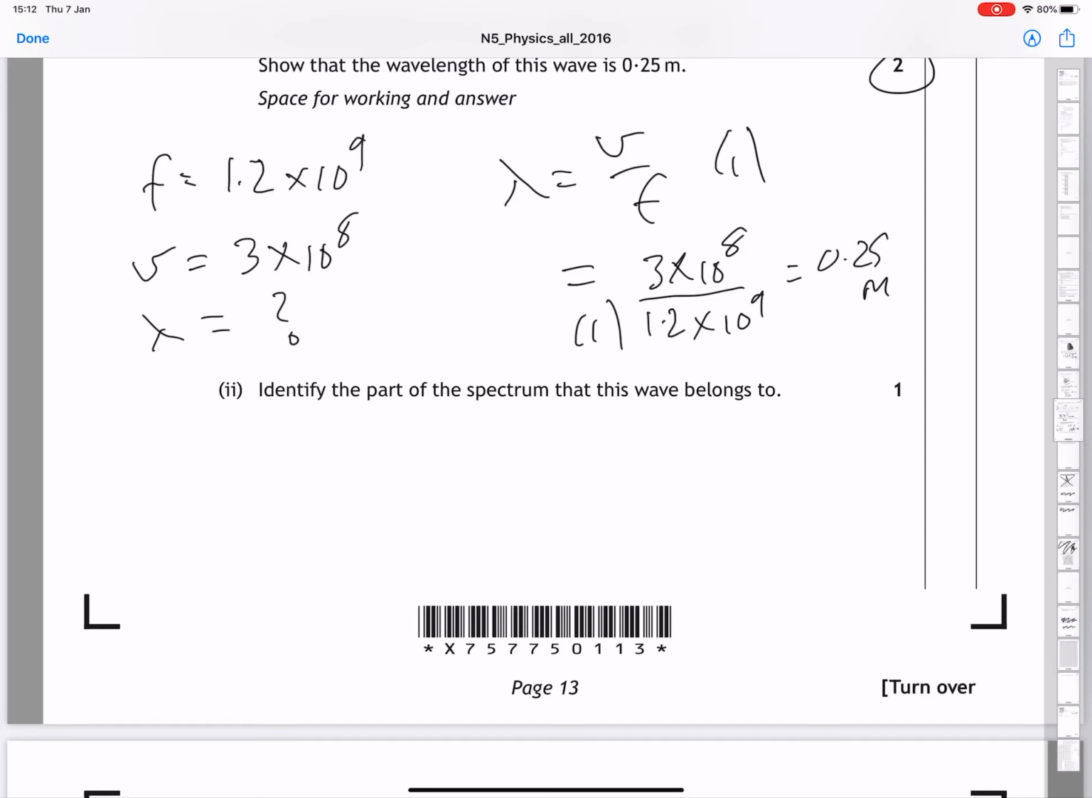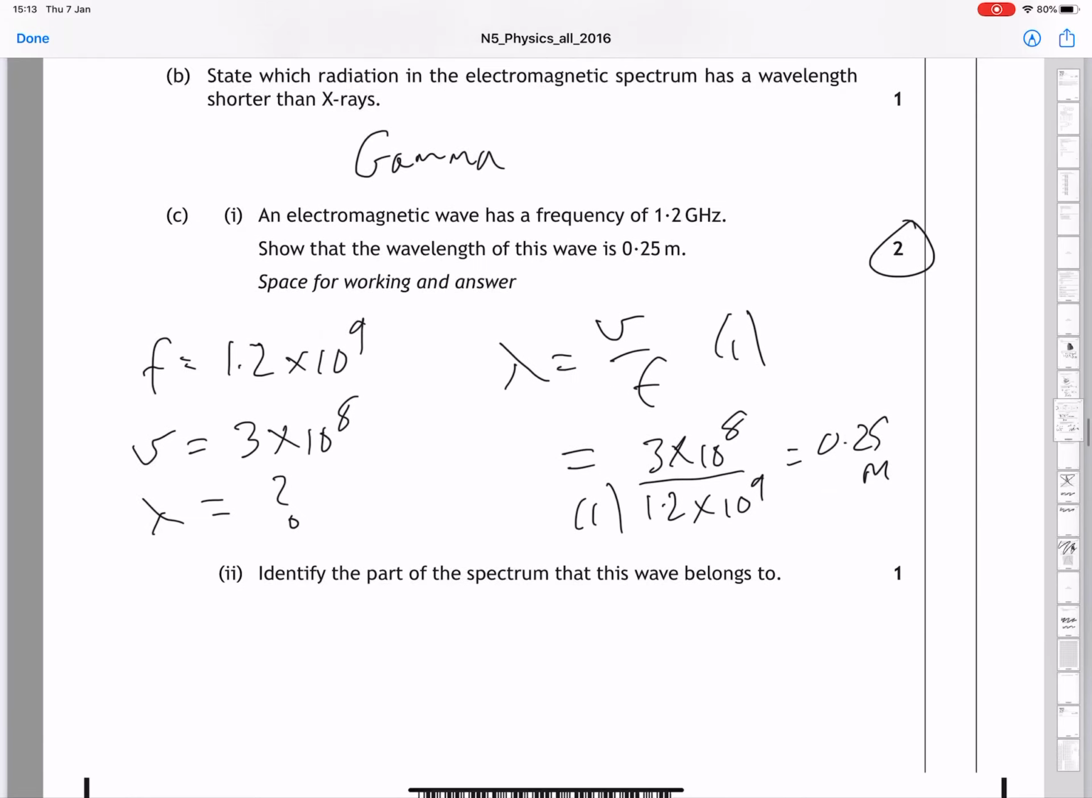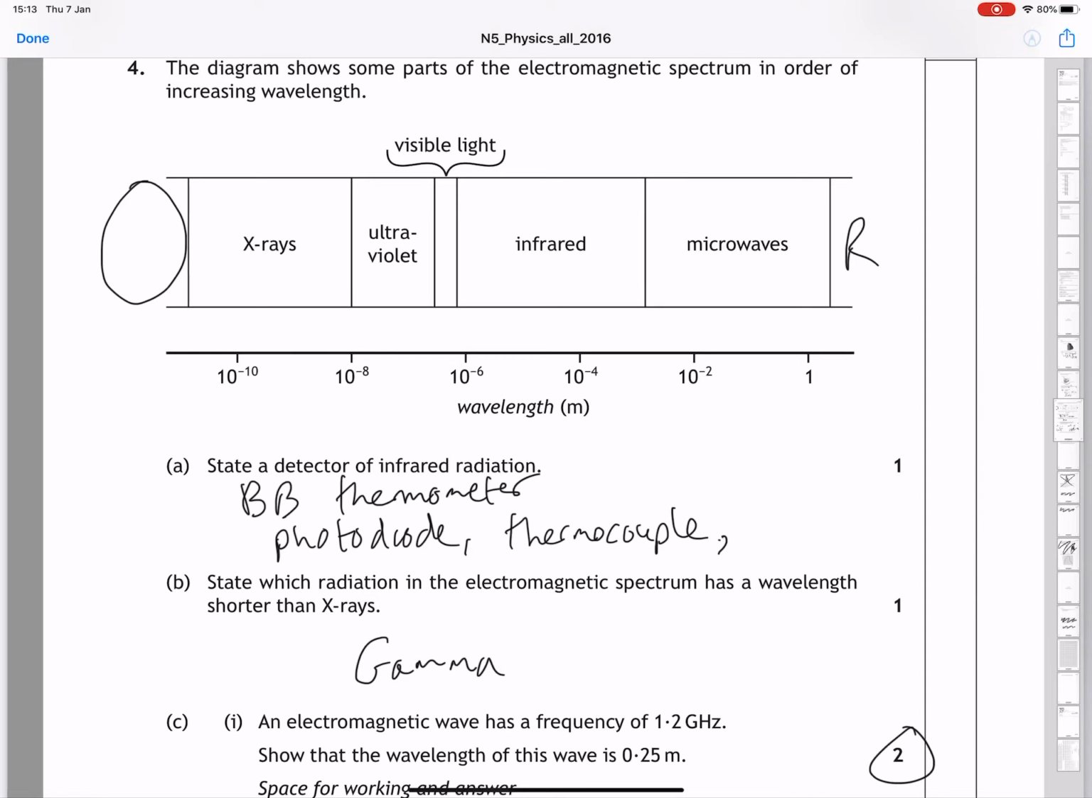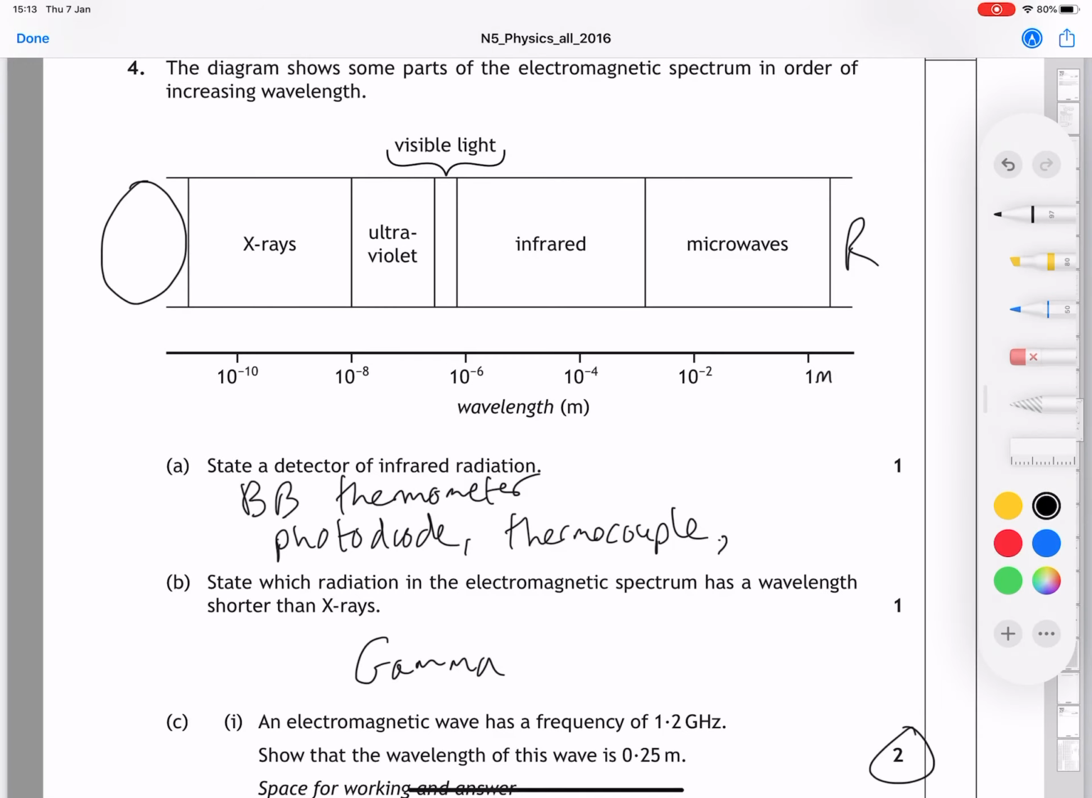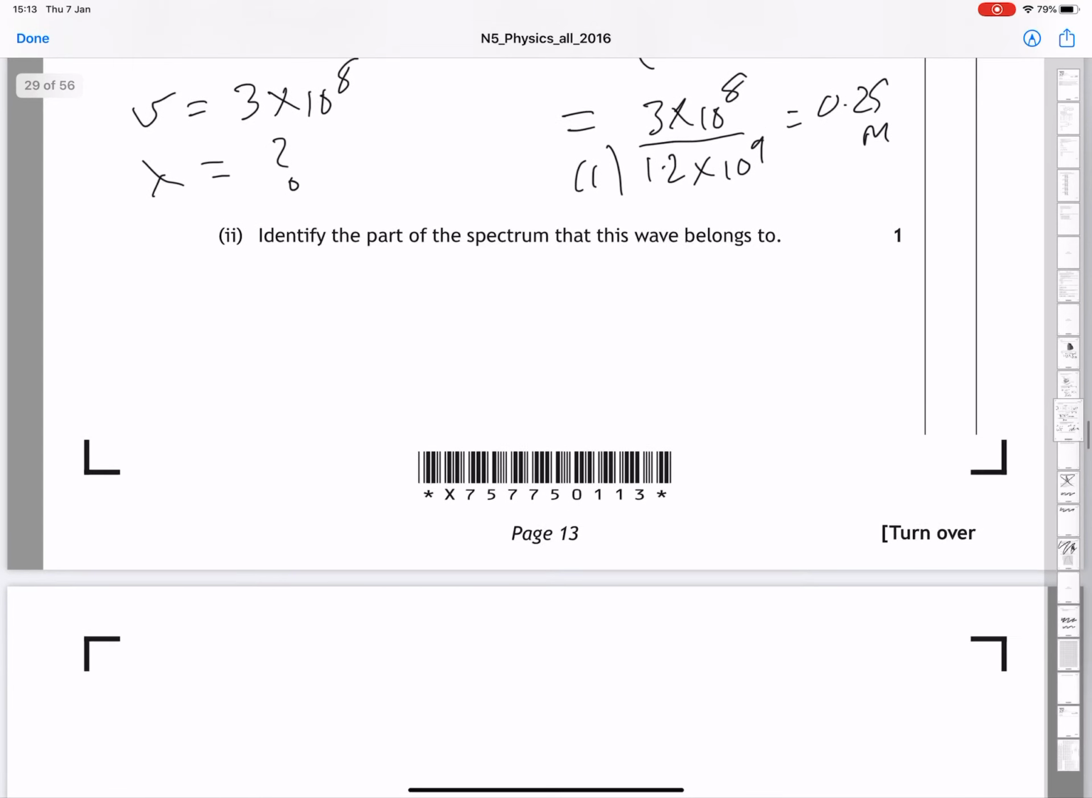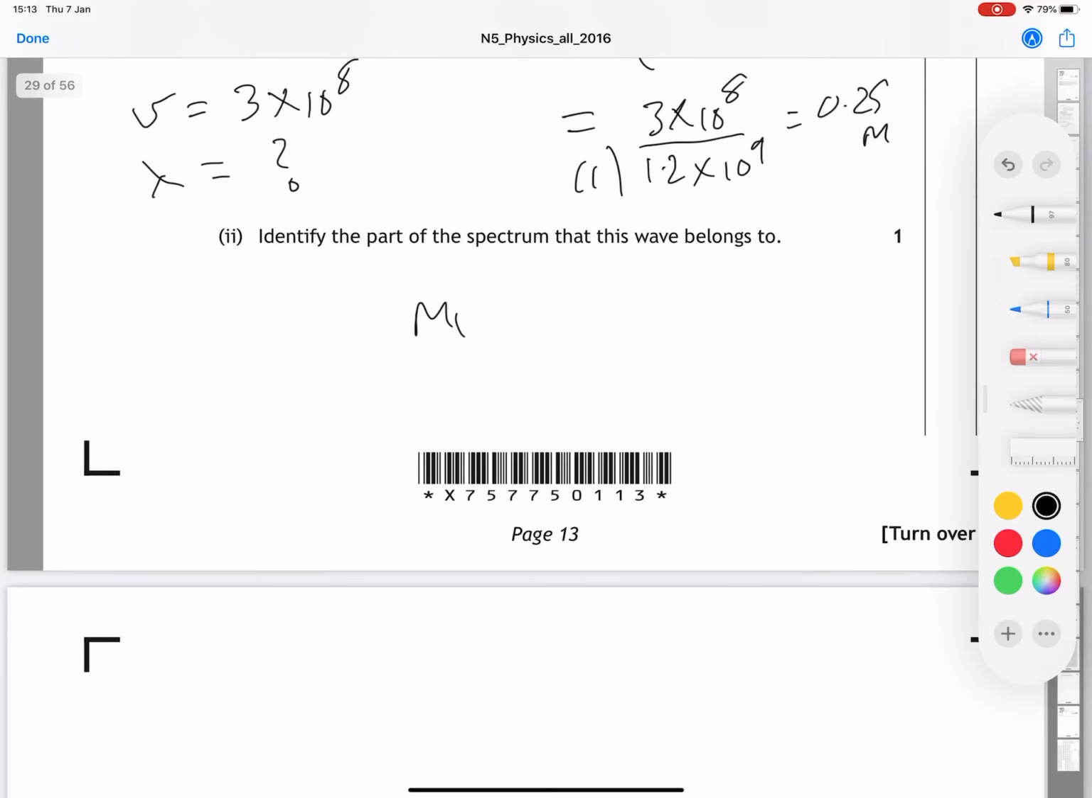Identify the part of the spectrum that this wave belongs to. So where is 0.25? Here's 1 meter, and then 10 times 10 to the minus 2 is 1 times 10 to the minus 2, which is 0.01. So anything in that range there is microwaves, and 0.25 is between 0.01 and 1. Therefore, it's microwaves. You should add in there 1 mark.